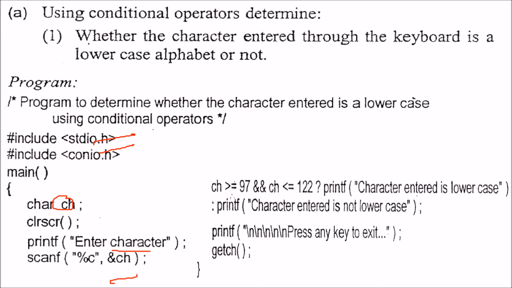This character will be checked. So if this character is greater than or equal to 95 and it is less than 125, we use the AND operator. It has to be both simultaneously true, left and right hand side of the AND operator. Question mark. If this is true, this will be printed. Otherwise, after colon, this will be printed. So of course, if you enter a value that is lowercase, this will be printed. Otherwise, this will be, and you can come out.